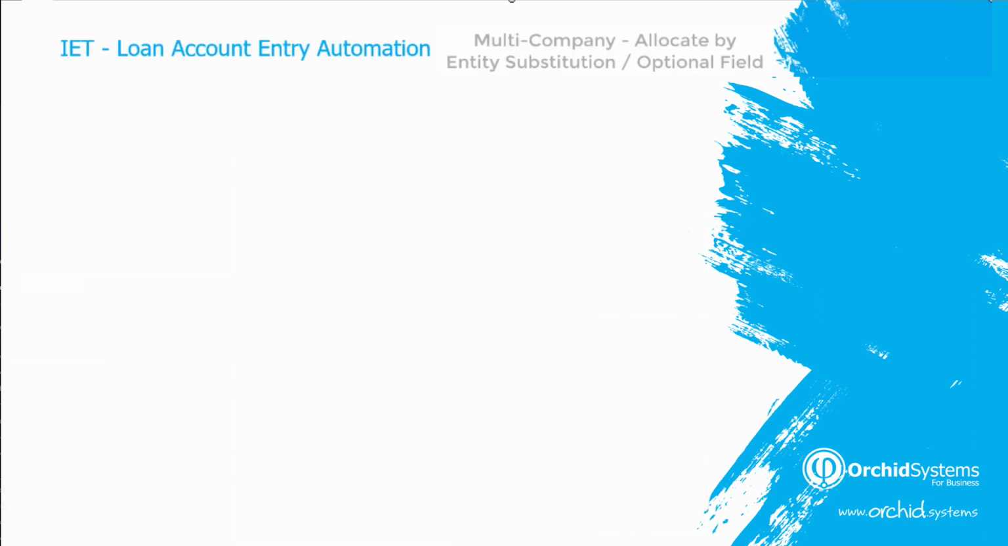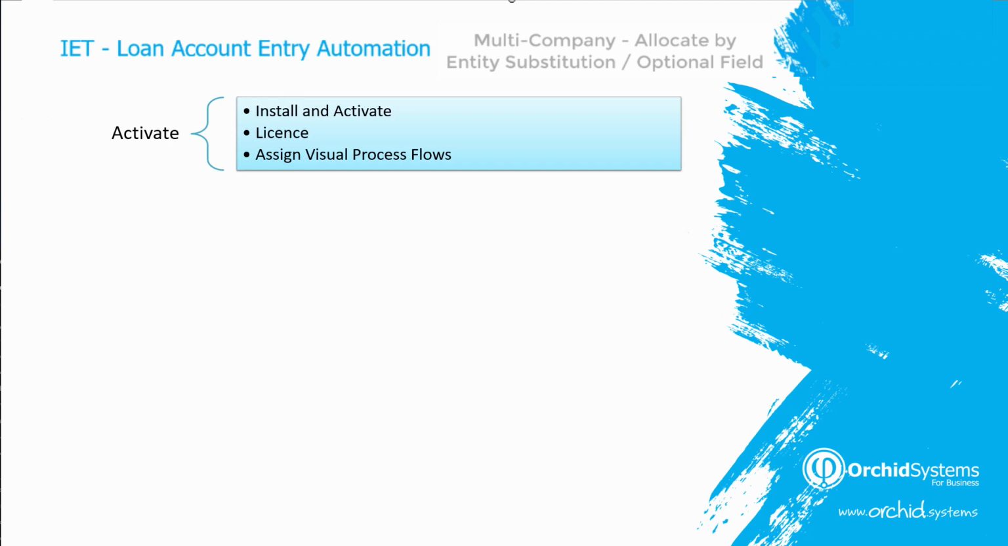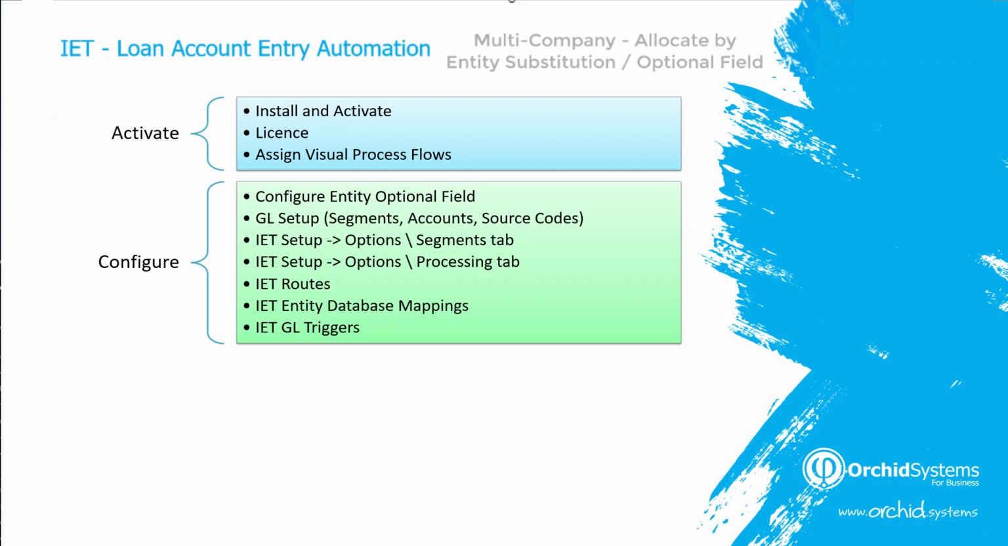For the automation of loan account entries, where we allocate to the target entities by choosing an optional field, the topics we're going to cover is activating the module, looking at the license file, and assigning the visual process flows for the setup and processing of inter-entity transactions. Then we're going to look at the configuration required, both in the GL and inter-entity. We're going to look at the requirements for configuring the entity optional field.